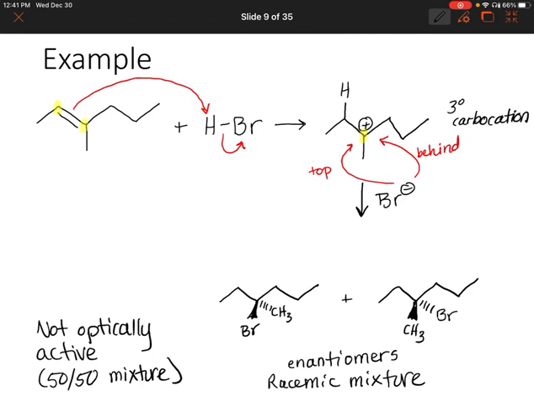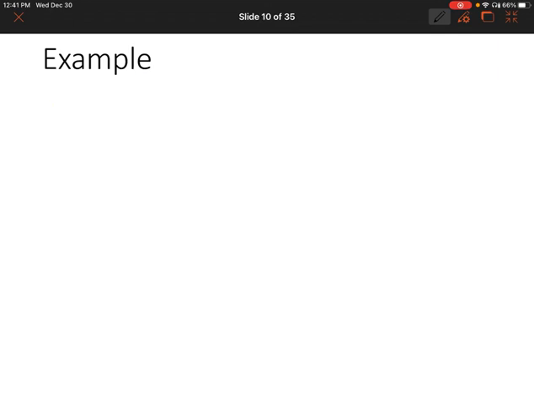So this is just something to keep an eye on during addition reactions. Occasionally you will form a stereocenter and end up with a racemic mixture of enantiomers. All right, let's look at another example. So let's say we start with this alkene. And again, we're going to add hydrobromic acid across the double bond.